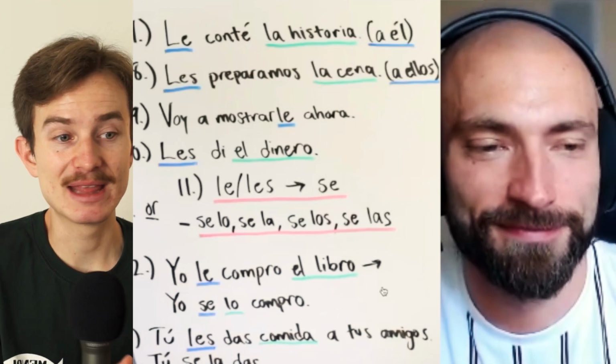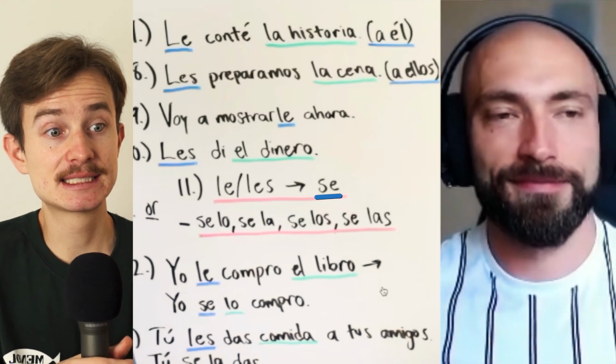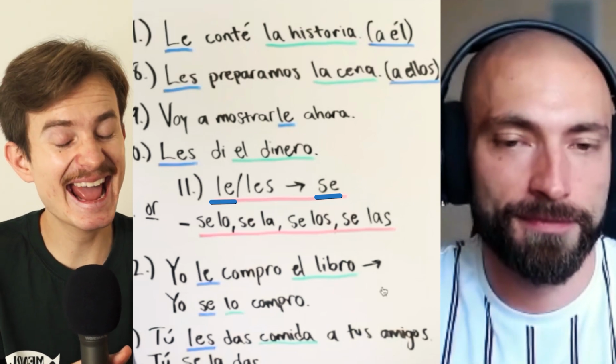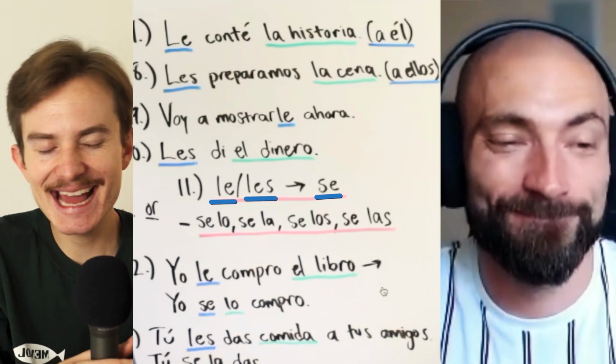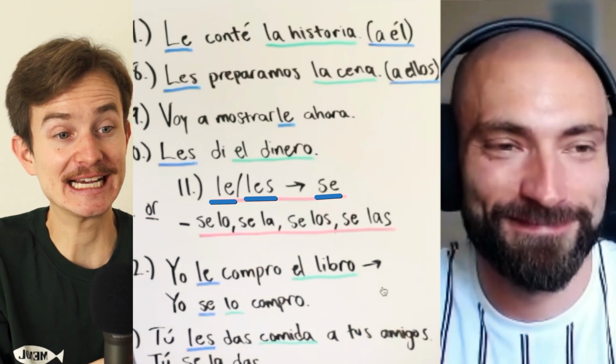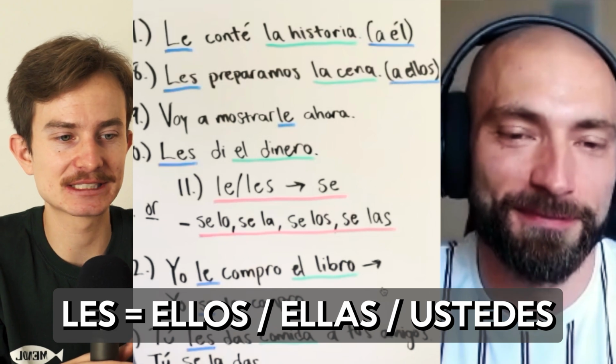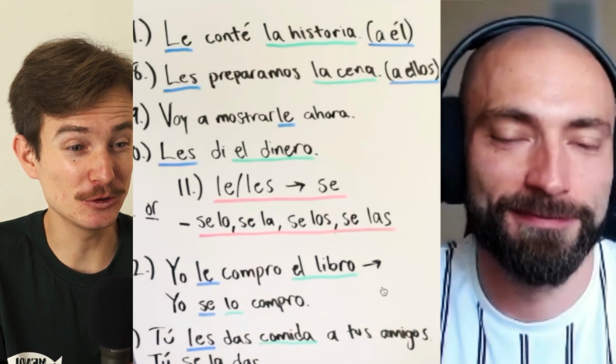Now, once again, this can get confusing because se, this little word, is now all of a sudden representing le and les. And le and les in and of themselves can be confusing because le can represent él, ella, usted, and les can represent ellos, ellas, ustedes, which is why it can get a little confusing.